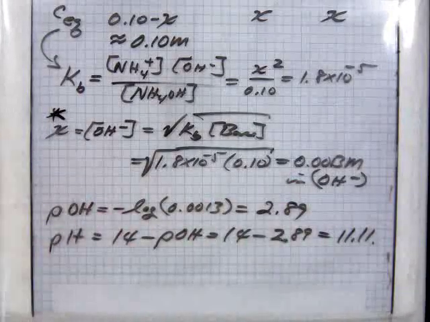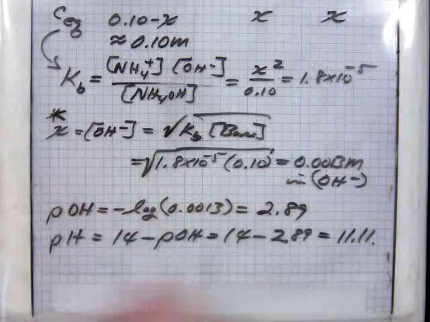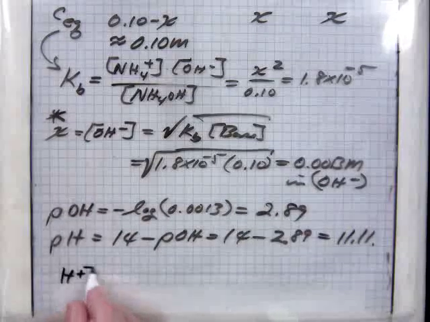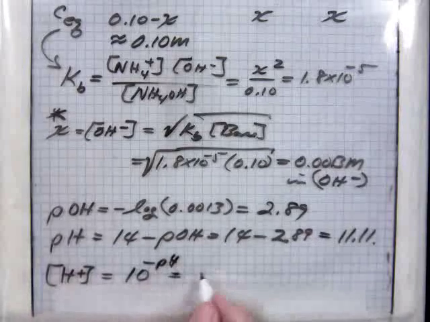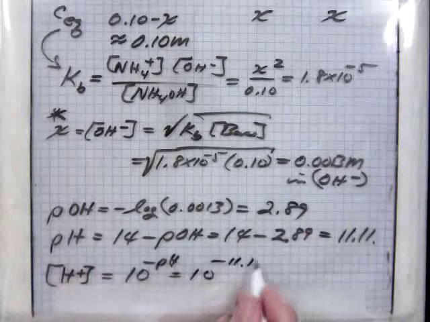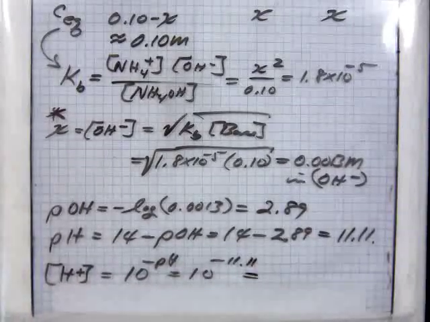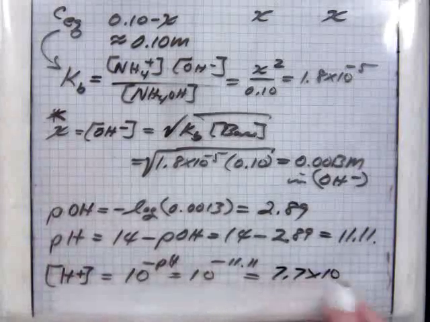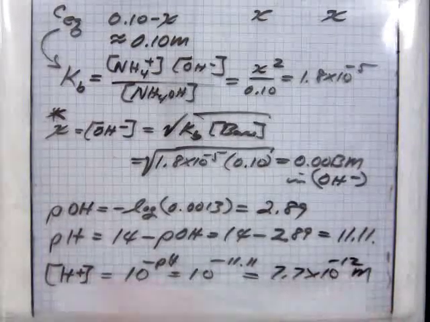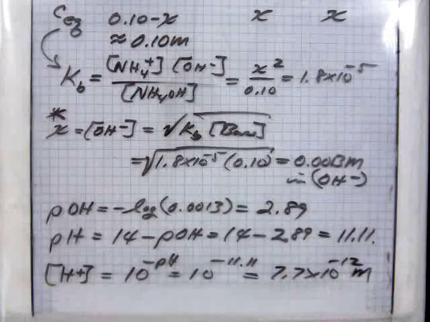You deliver hydroxides because it's a weak base. Then you can calculate your pH, pOH. Now, if you want to go ahead and get your hydronium ions, just go 10 to the minus pH, which is 10 to the minus 11.11, and you won't have to go through the Kw expression. Just another way to do a problem. 7.7 times 10 to the minus 12. Just punch it into your exponential portion of your calculator.